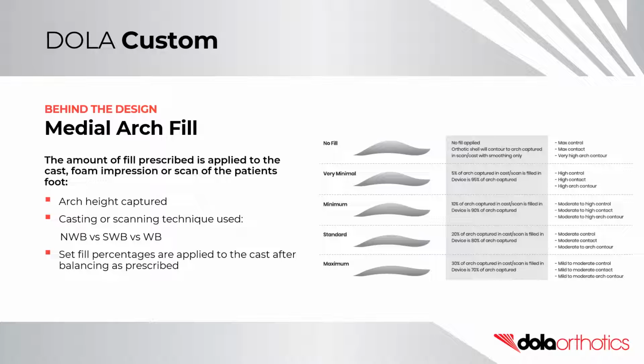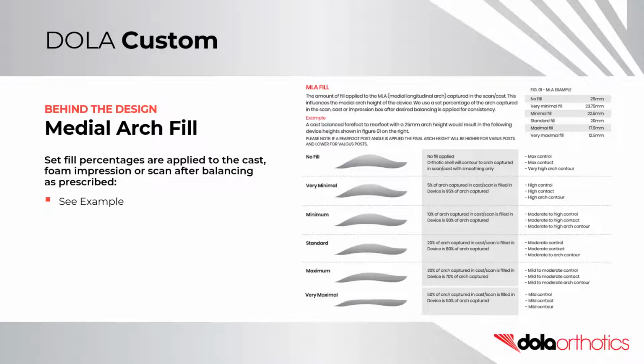At DOLA Orthotics, we use set fill percentages for consistency of medial fill applied to the cast. Set fill percentages are applied to the cast, foam impression, or scan after balancing as prescribed. If no fill is selected, the orthotic shell will contour to the arch captured in the cast or scan with smoothing applied only. If very minimum is selected, 5% of the arch captured in the cast or scan is filled, so the device will be 95% of the arch captured.